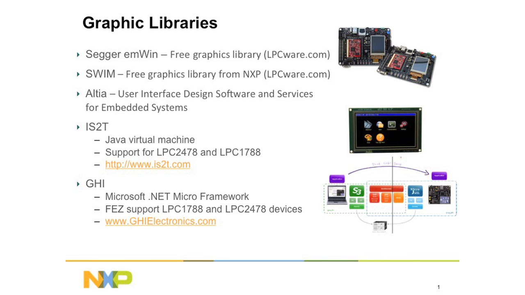There are a couple other options as well. Altia is an example of a higher end system that, if the way it looks is most important to you, or you want to pay somebody to do it for you, consider somebody like Altia. IS2T basically has a Java translator. If you're familiar with Java on the PC and you have something you want to easily translate for people who don't want to do embedded code, that's another option for you. And .NET is another option. GHI is a company that has that.